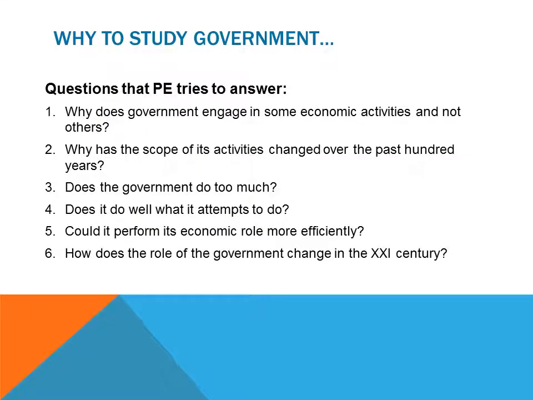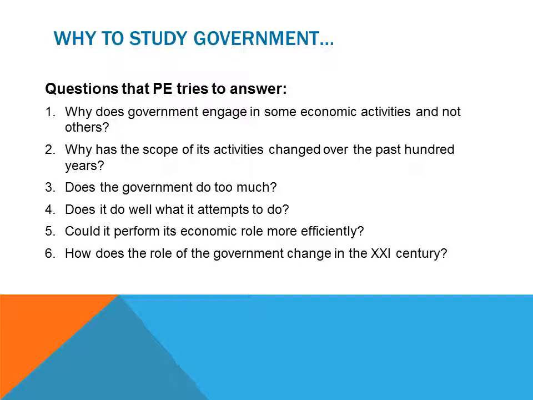Public economics focuses on many issues. Among them, there are several questions that are quite interesting. For example, why does the government engage in some economic activities and not others? Why does it produce some goods like public goods and not produce other goods? Why has the scope of its activities changed over the past 100 years? If we look at the government at the beginning of the 20th century and now, we will see a tremendous difference. What happened? How did the role change?